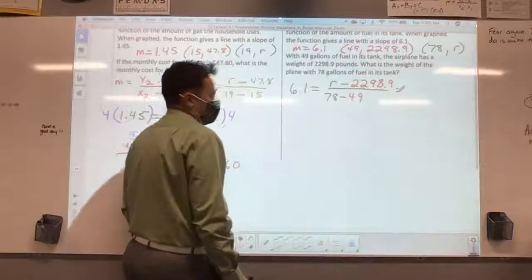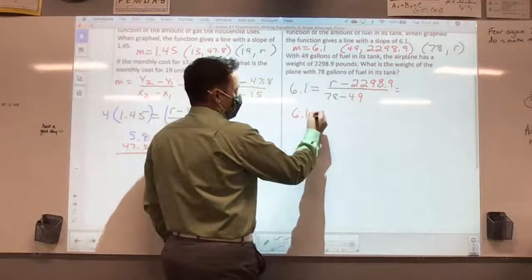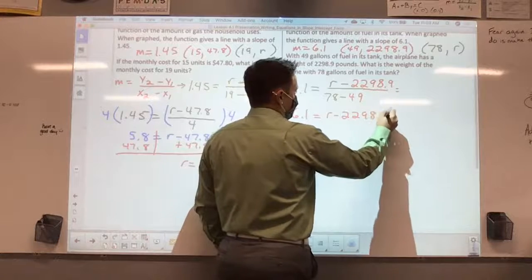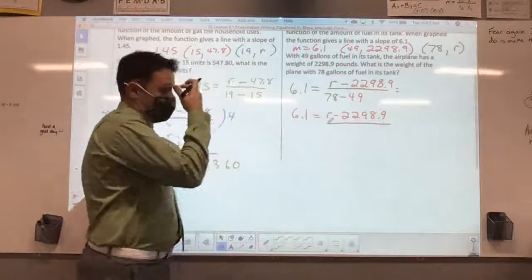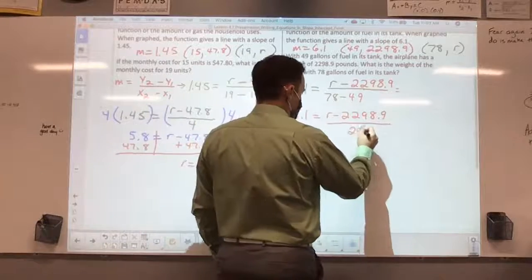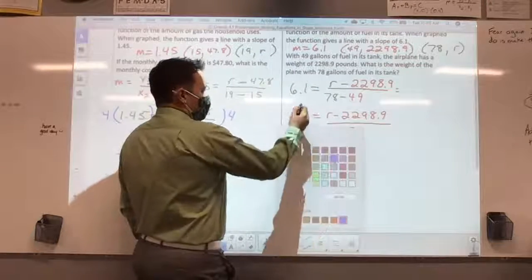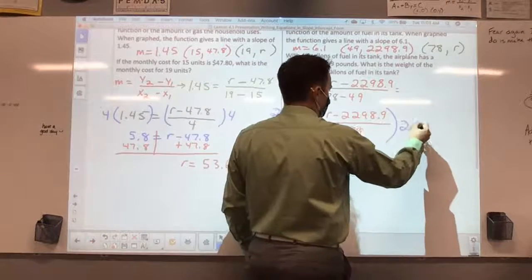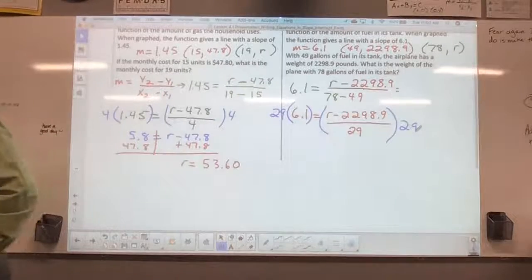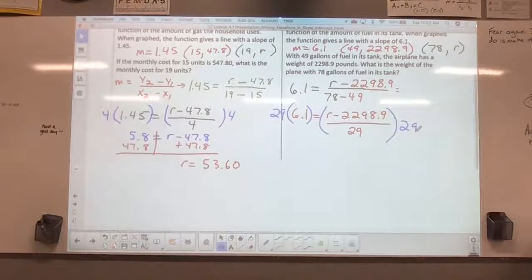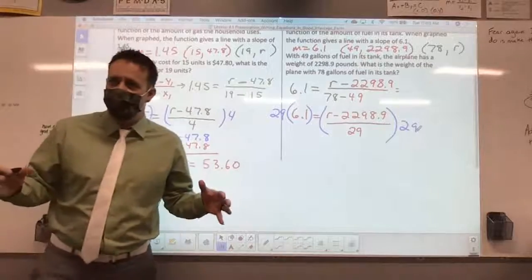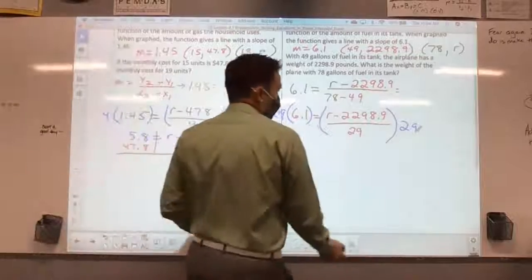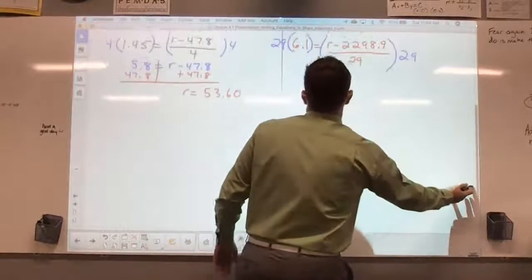All right, simplify everybody, please. 6.1 equals R minus 2298.9 over what number? 29. And then the next step is to do what? Please make sure you guys know how to simply solve these. As we go forward this year, geometry takes it a step further. Algebra 2 goes much farther with the division, the multiplication, the figuring it out, and the problem solving. You guys have to be able to figure those things out as you move forward.